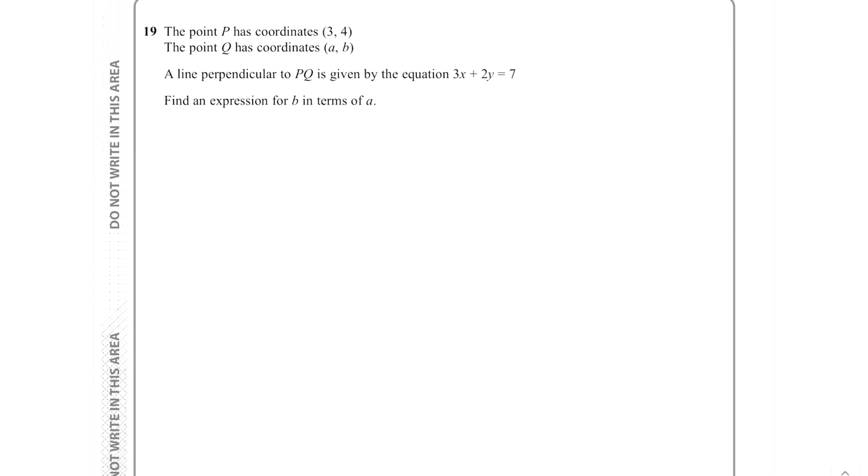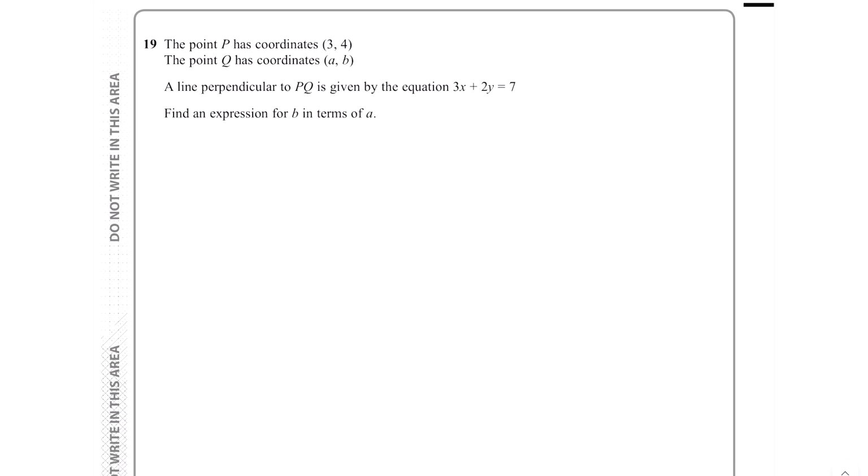And that's that done. Moving on to the next one. Point P has the coordinates (3, 4), and point Q has the coordinates (a, b). A line perpendicular to PQ is given by the equation 3x + 2y = 7. Find an expression for b in terms of a.